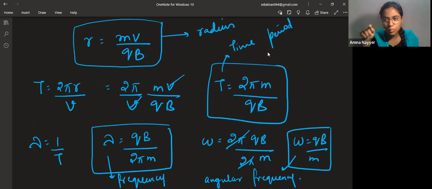Time period is 2 pi m divided by qb. And frequency will be just the reciprocal of it, qb by 2 pi m. You just have to remember these basic forms. That's it.